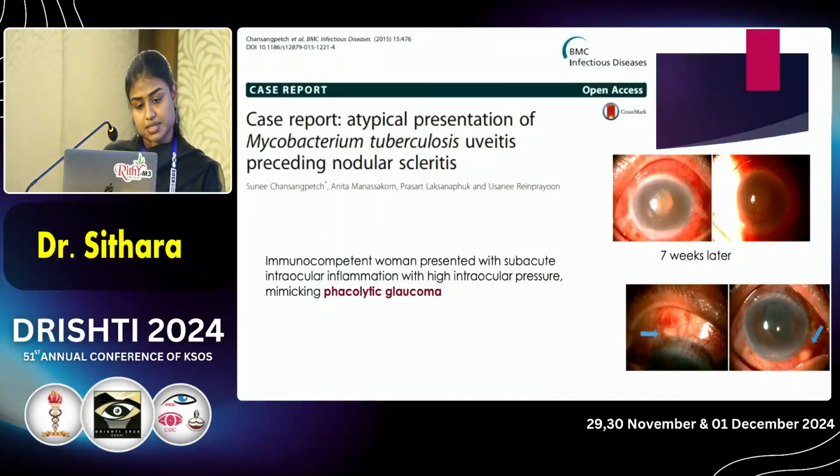This is another case report which shows an immunocompetent woman who presented with a subacute intraocular inflammation with high intraocular pressure, which was mimicking a phacolytic glaucoma. Cataract extraction was done, and she was put on anti-inflammatory medications. Inflammation did not subside as expected. Seven weeks later, the patient presented with scleral necrosis or scleral abscesses, which was subsequently explored for microbiological investigation and was found to have a tubercular etiology, for which anti-TB treatment was given and the abscess was cured.